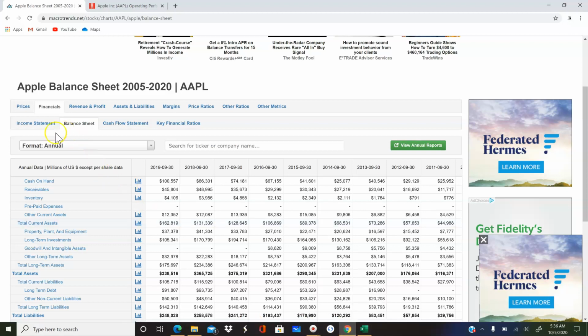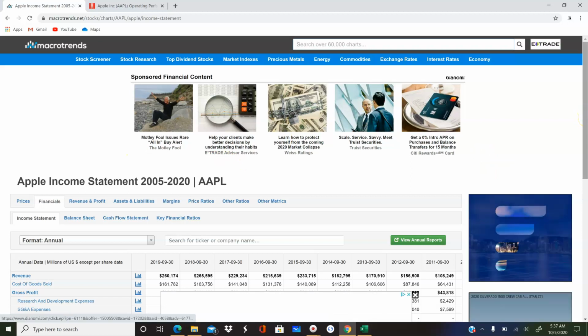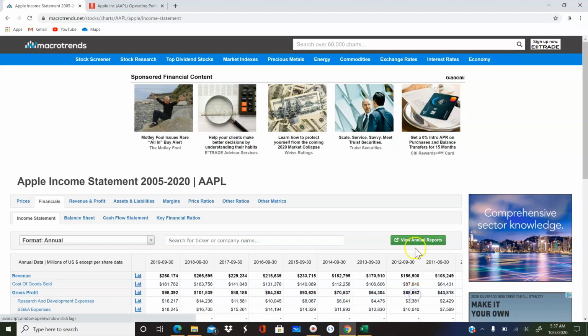All right, so back to the income statement. Okay, so 0.73, basically if I round up, 0.74. So the total asset turnover for Apple is 0.74.